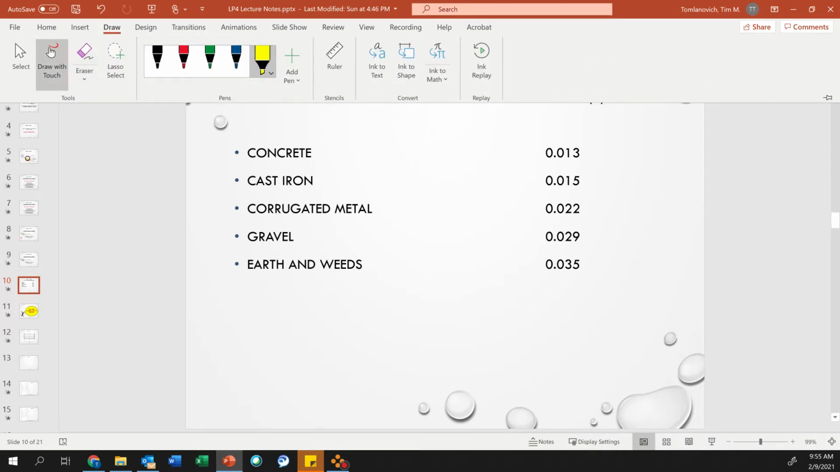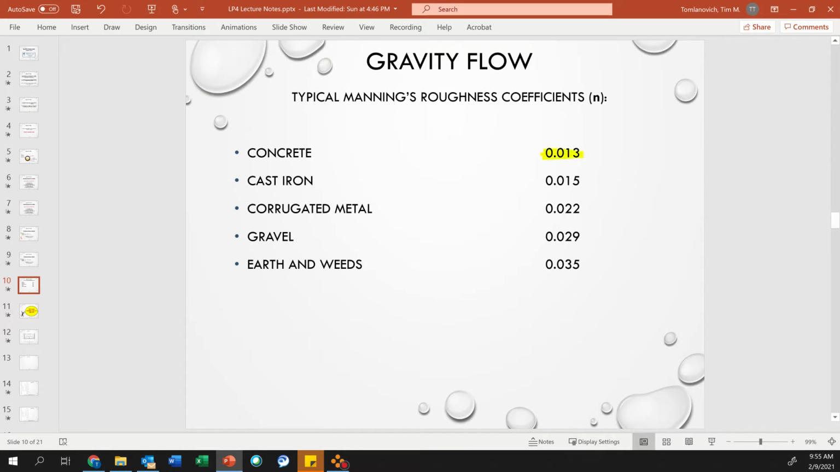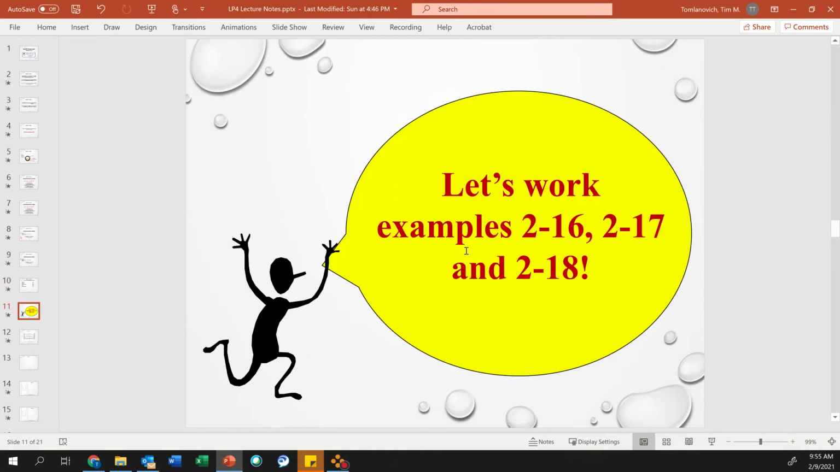So if you look at concrete, 0.13, in earth and weeds, 0.35. So as the surface gets rougher, when that water has to travel over that surface, the Manning's roughness coefficient goes up, okay? So different Manning's coefficients. All right, let's work examples 216, 217, and 218 in your book.